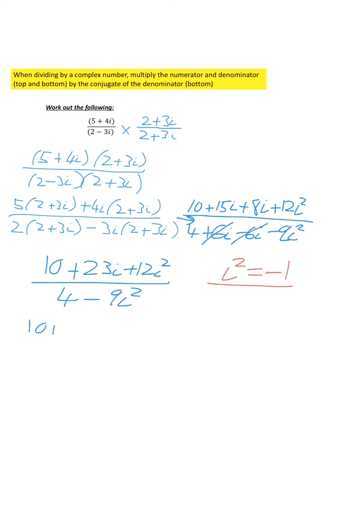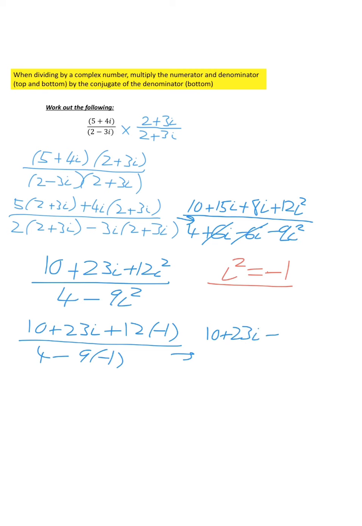So now I'll have 10 plus 23i plus 12 times minus 1 over now 4 minus 9 times minus 1. So this will get me 10 plus 23i minus 12 over now 4 plus 9. At the top then, so 10 minus 12 will be minus 2 plus 23i over 13.